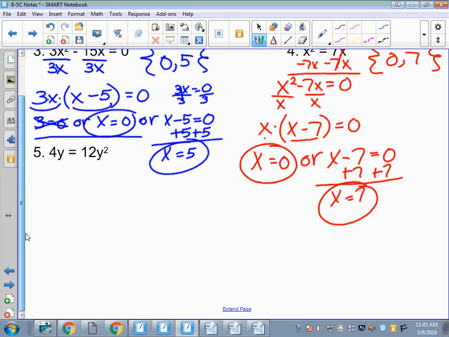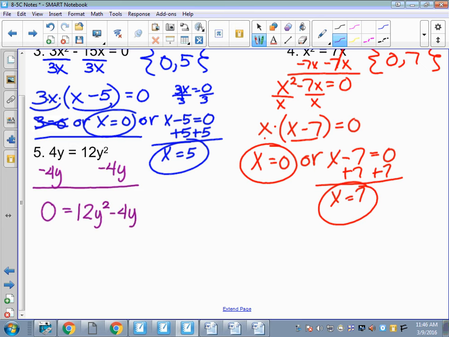Last problem, 4y is equal to 12y squared. We need to get 0. I know I've been moving everything to the left, but I kind of want to leave my y squared out in front, kind of put it in standard form. So I'm just going to mix it up a little bit. I'm going to subtract 4y and just move the 4y over to the right-hand side. It's okay. There's no rule that says you can't have 0 on the left or the right. You just have to have it equal to 0. So now I have 0 is equal to 12y squared minus 4y.